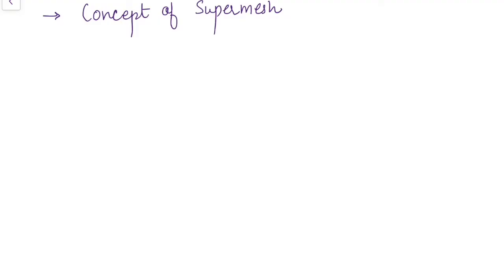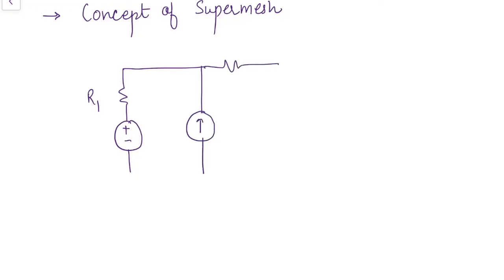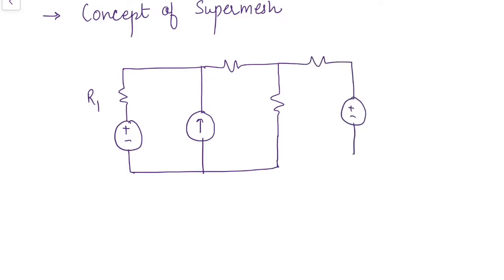To understand the concept of supermesh, let's consider a circuit where we have a current source present between two meshes, like this current source.